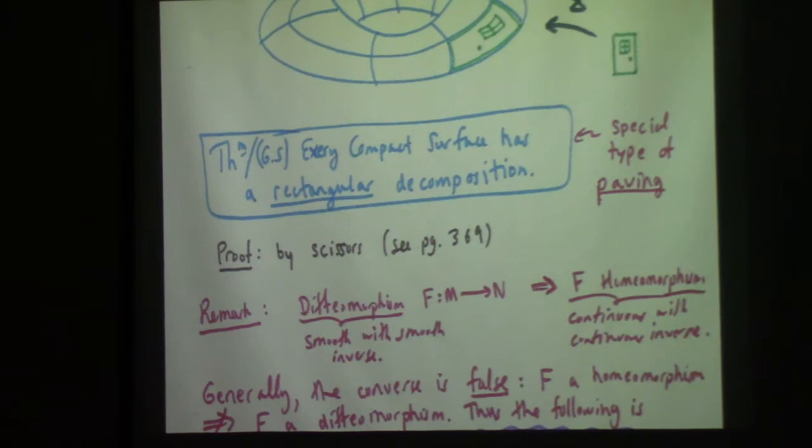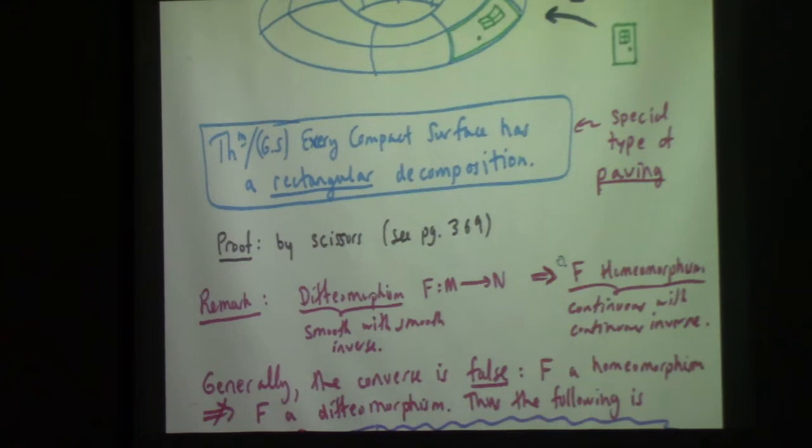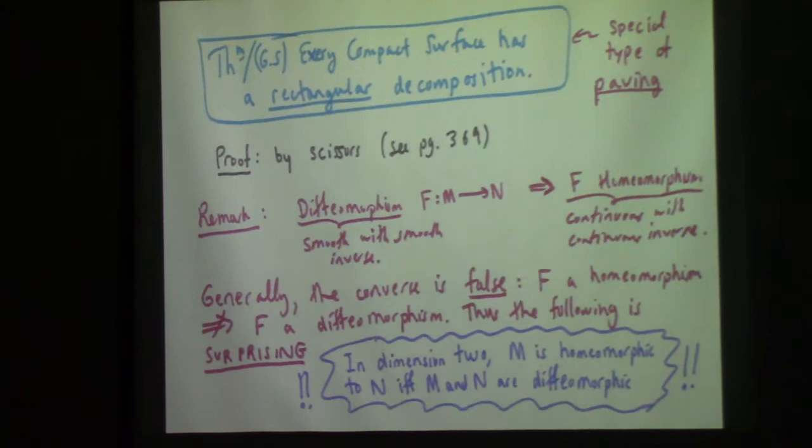So it's basically just a homeomorphism, but it's also differentiable at all points? Yeah, if it is a diffeomorphism, it implies it's a homeomorphism, but the converse is not true, because you could have a homeomorphism which was not differentiable. However, the following is surprising. In dimension 2, M is homeomorphic to N if and only if M and N are diffeomorphic.